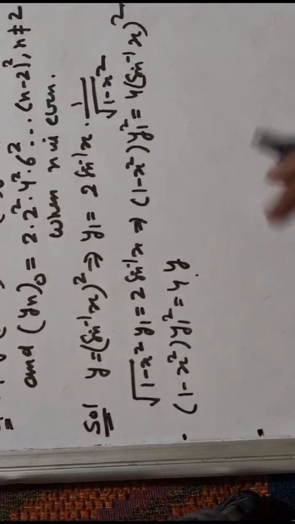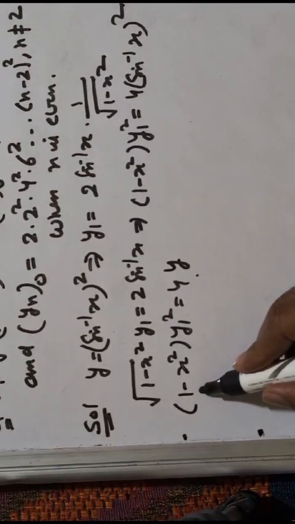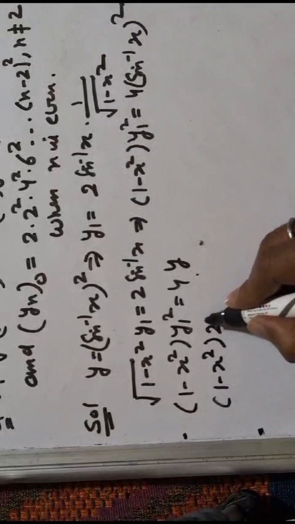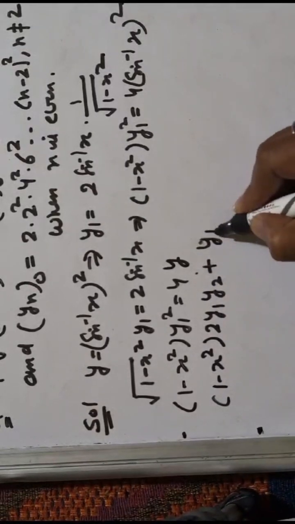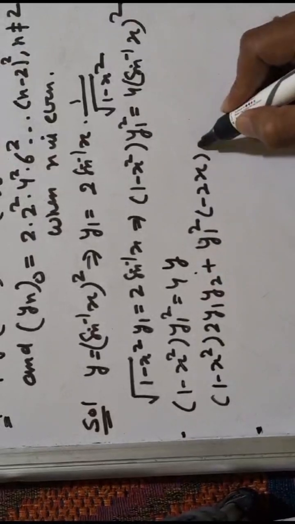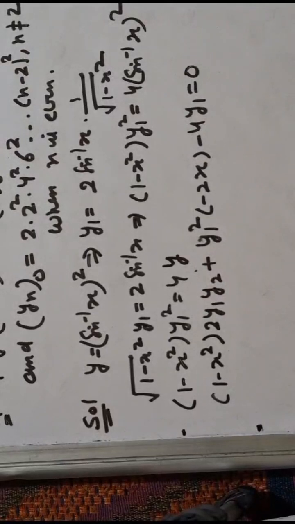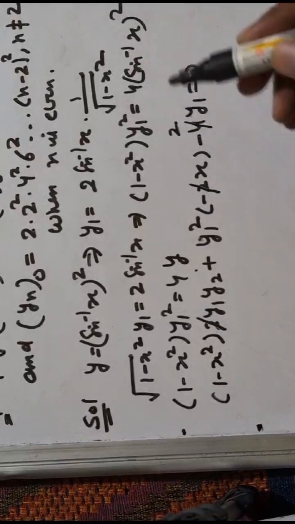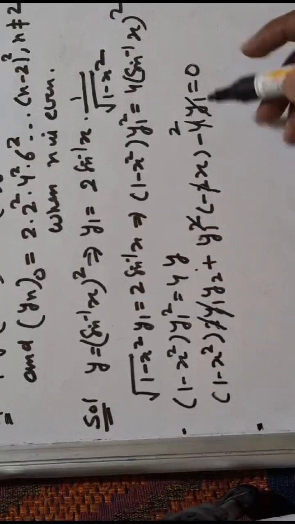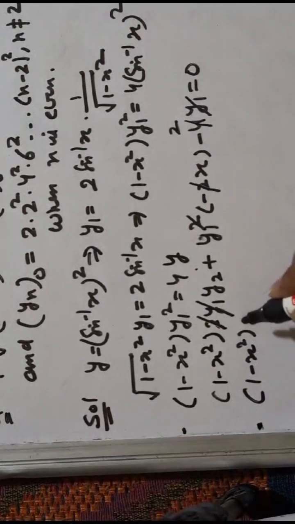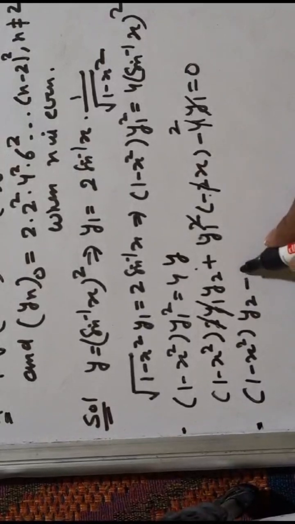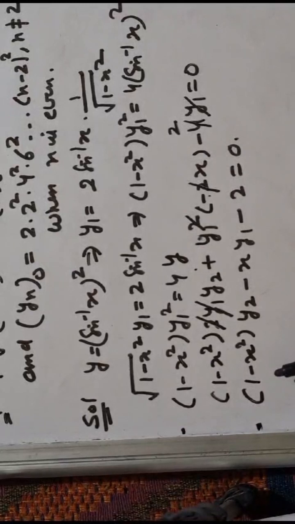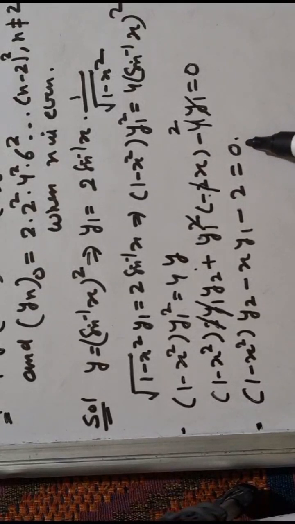Now differentiate it one time again, that is 1 minus x square, 2y1 y2, plus y1 square as it is, and minus 2x, minus 4y1 is equal to 0. Now cancel out 2 throughout the equation and y1 also throughout the equation. We have the remaining expression 1 minus x square y2 minus x y1 minus 2 is equal to 0. This being the expression in which we apply the Leibniz theorem.